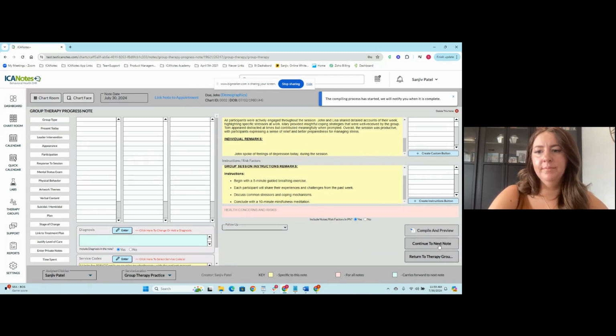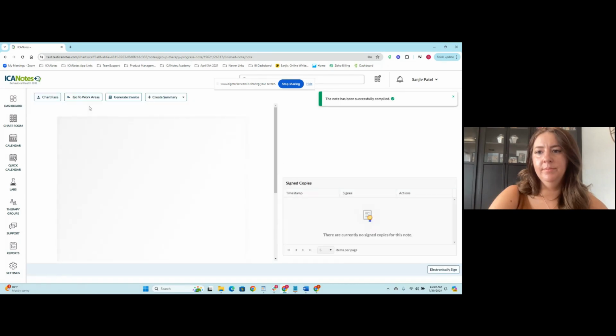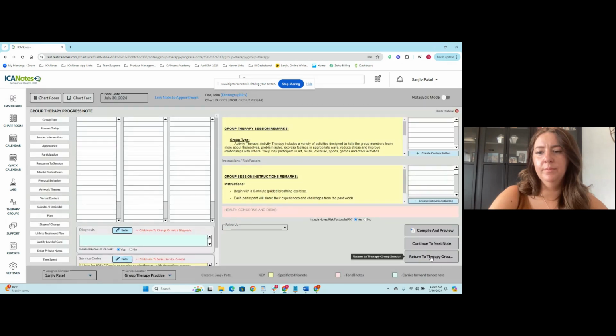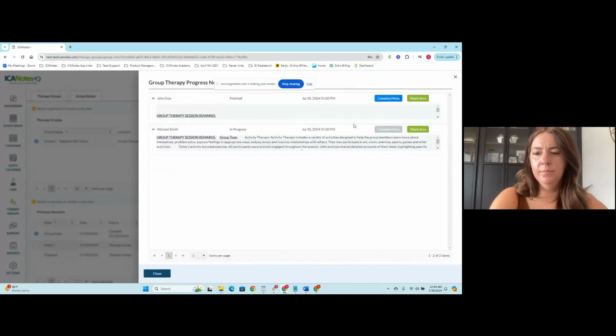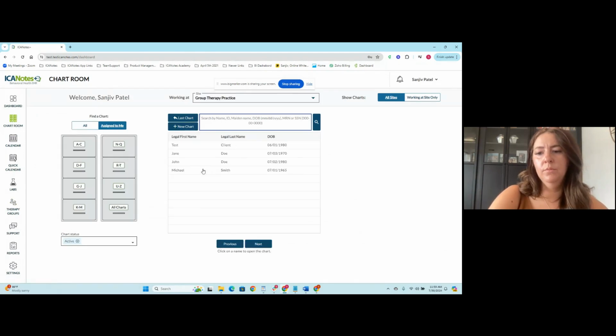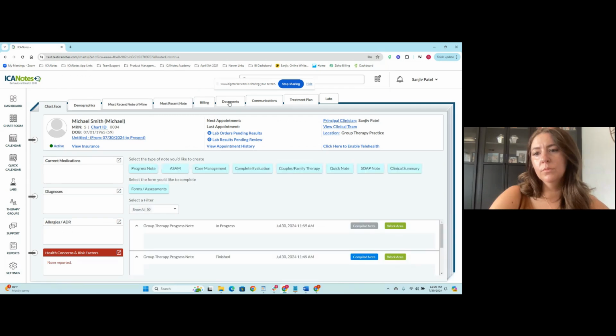So I could compile and preview, and I can continue to the next note, and I can return to the previous therapy group session. So if I go here, I can return back to the therapy group session, and you'll see here the note is already compiled. So I would do that on each individual. And then what I would do is sign the note, and you'll see the signed note as well.